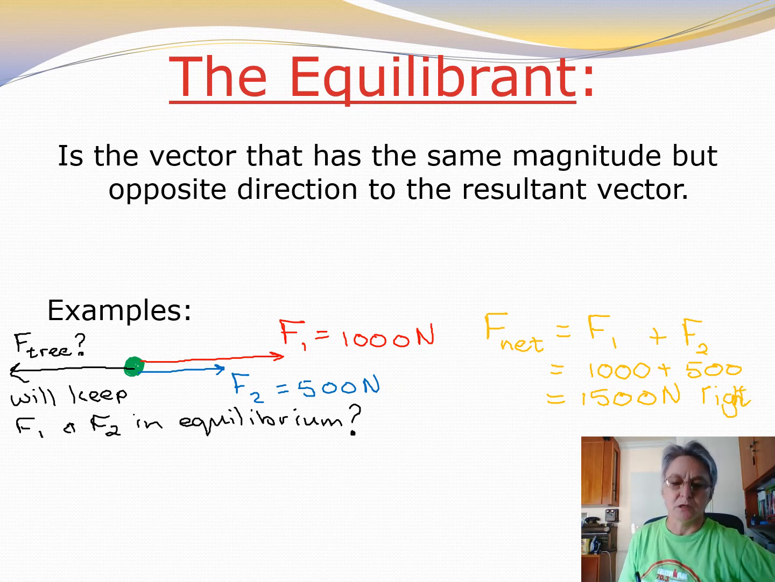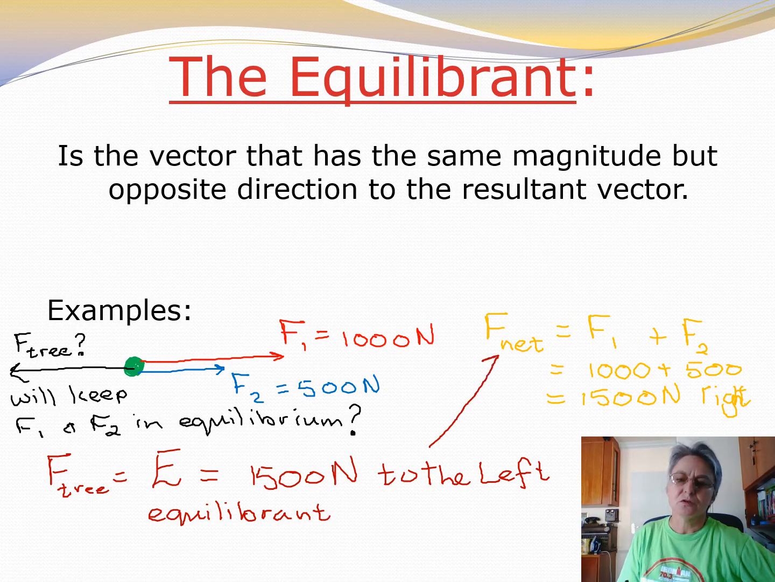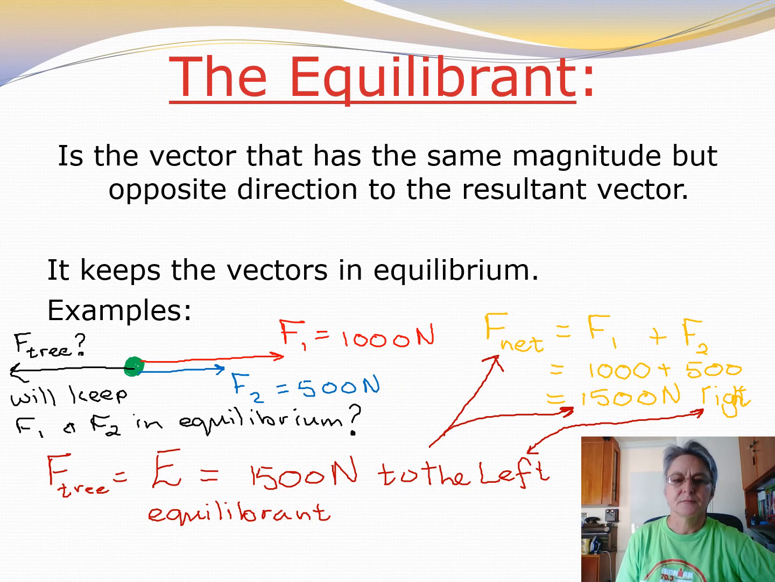So what must the force of the tree be? The force of the tree is the equilibrant, and it will be 1,500 newtons to the left. So the force of the tree is the equilibrant, and it's equal in size to the resultant force, and it's opposite in direction to the resultant. It keeps the two forces F1 and F2 in equilibrium.